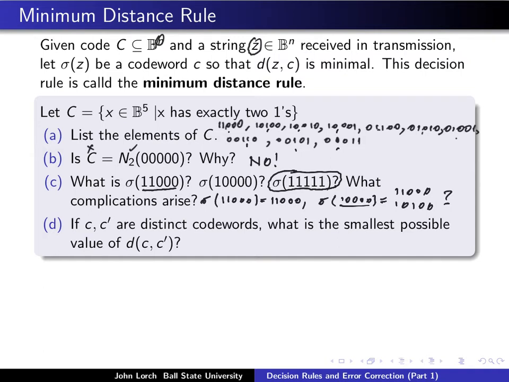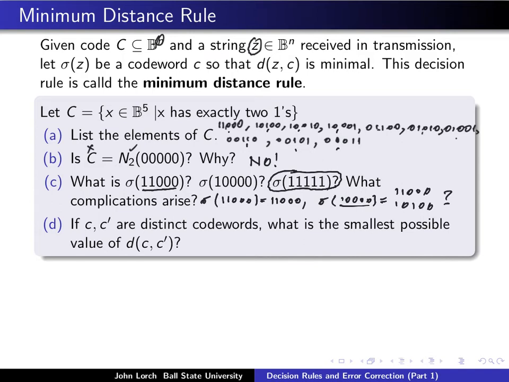Okay, so anyway, the complication here is that if you have a received string, there may be more than one code word that is of minimum distance from that received string. Okay, so we're going to file that complication away for the moment and go on to part D. So part D asks, well, if C and C prime are distinct code words, what is the smallest possible distance between code words? So we go back up to part A and we look at our list of code words.